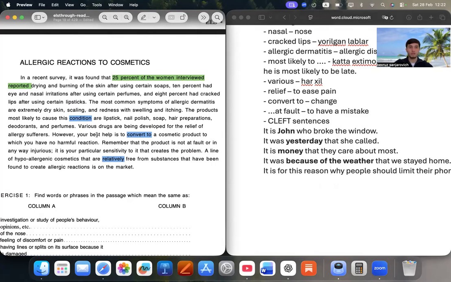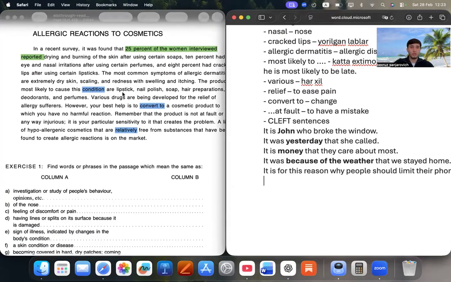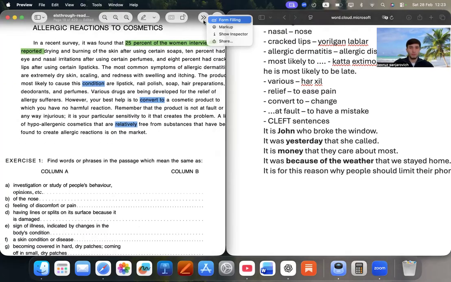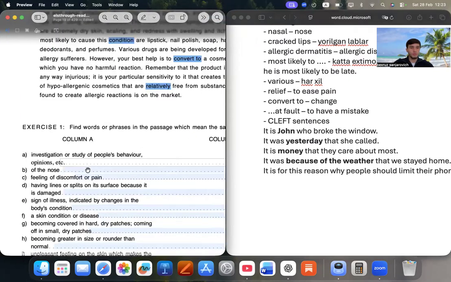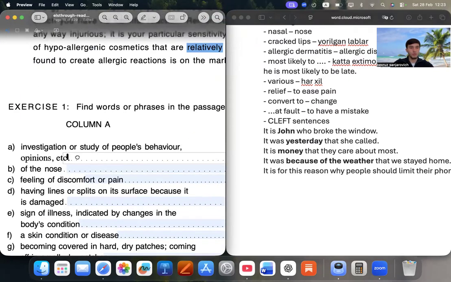So it's a better idea to convert to a cosmetic that is not really harmful instead of using products that cause such problems. We should all remember that the product is not at fault or in any way injurious. It's our sensitivity that causes certain problems. We can also use products that are relatively hypoallergenic, and they're on the market now. And we're done with the passage. So let's now do this one.